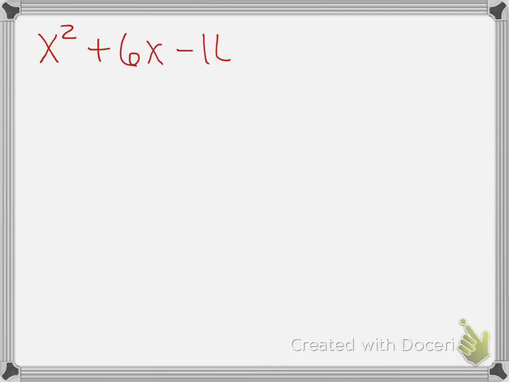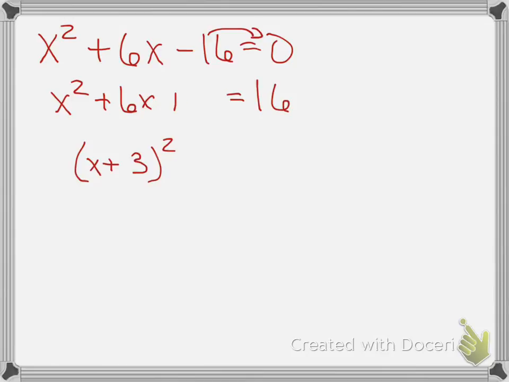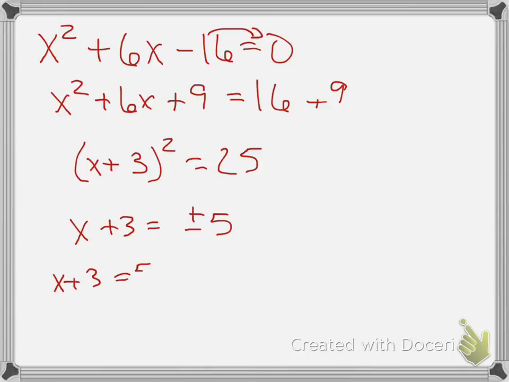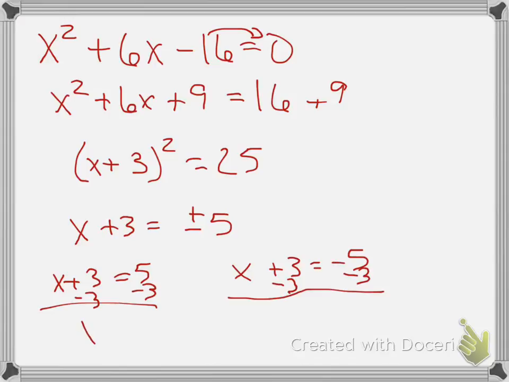Here's another one where I'm going to move the 16 over. Notice I moved it over. Half of 6 is 3. Adding 9, we get 25. The square root of 25 is 5. Notice again, every time, plus and minus 5. So now I've got to subtract 3 from both sides, and I'll get 2 and negative 8.